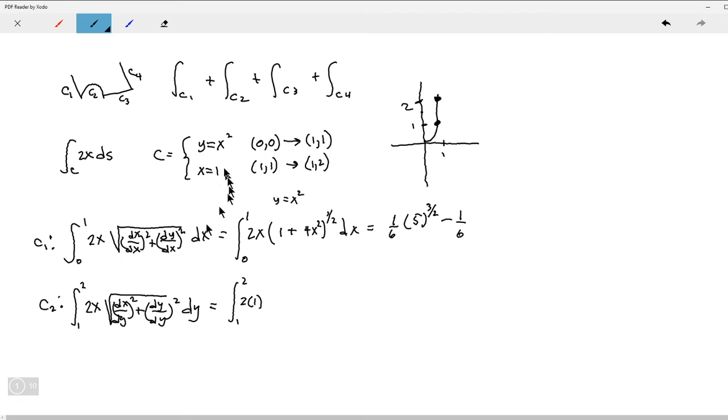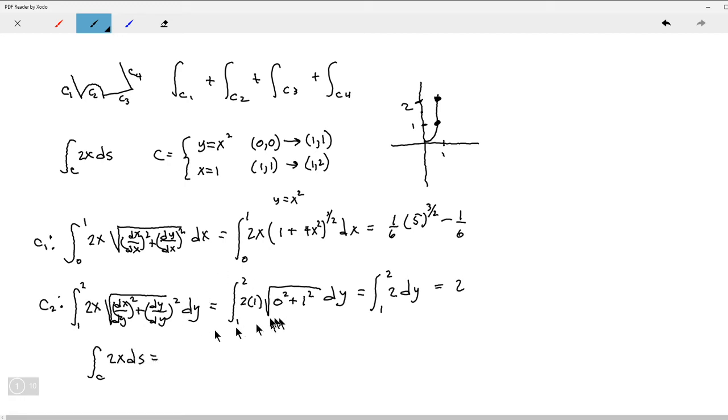dx dy, the derivative of x with respect to y, is going to be 0 because that's a constant. So that's 0. And dy dy is 1. So we end up with the antiderivative from 1 to 2 of 2 dy. You can work that out, and you're going to end up with 2. So the total integral over the entire curve C of 2x ds is going to be C1 plus C2.